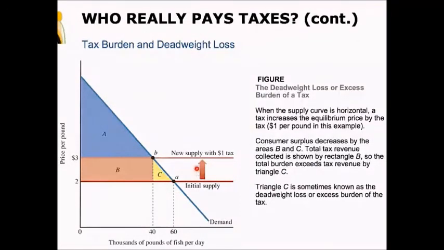That shifts the supply curve up by $1 and gets us a new equilibrium at point B. Consumer surplus is smaller. It's now the area A only, this blue triangle, the area under demand and above the new price. The area B represents the tax revenue that results from it. It's the $1 tax times the quantity that's being produced, which is 40,000 fish per day. So this rectangle, shaded red, is the tax revenue that's generated. And then area C is the deadweight loss that's associated with this tax.